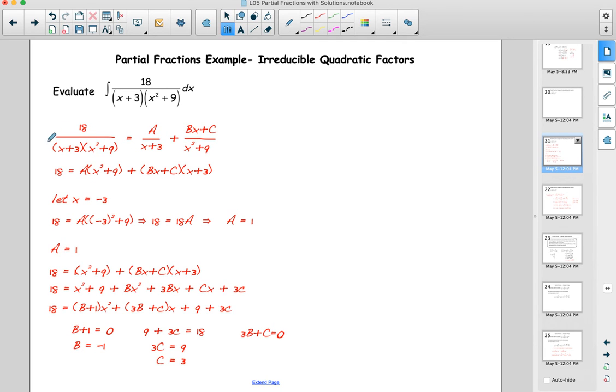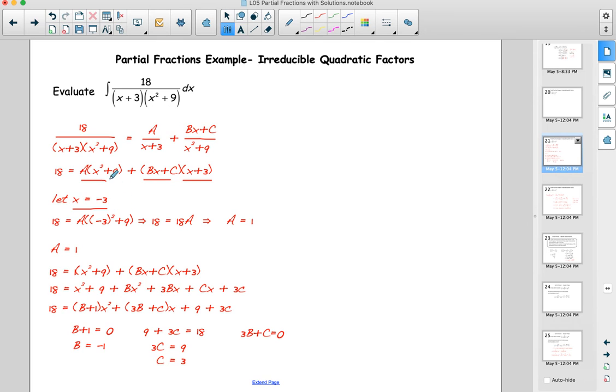So again, if we multiply by x plus 3 times x squared plus 9, just to clear all the fraction pieces, we're going to get 18 equals a times x squared plus 9. And we're going to get bx plus c times x plus 3. First thing I'm going to do is find a. And to find a, I want to let this factor become 0. This factor will be 0 when x is negative 3. So that was my starting point.